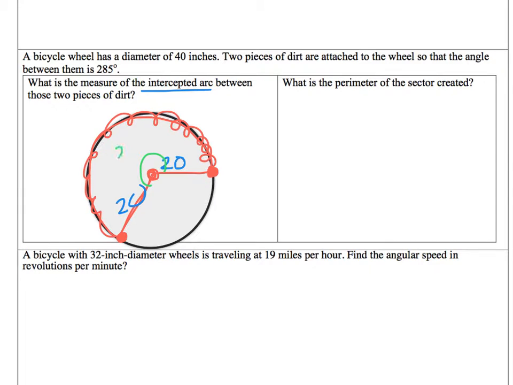Since from here to here is 285, we have a formula for arc length, and that formula is that S equals R theta. And theta has to be in radians. That's what has to happen. Theta has to be in radians.